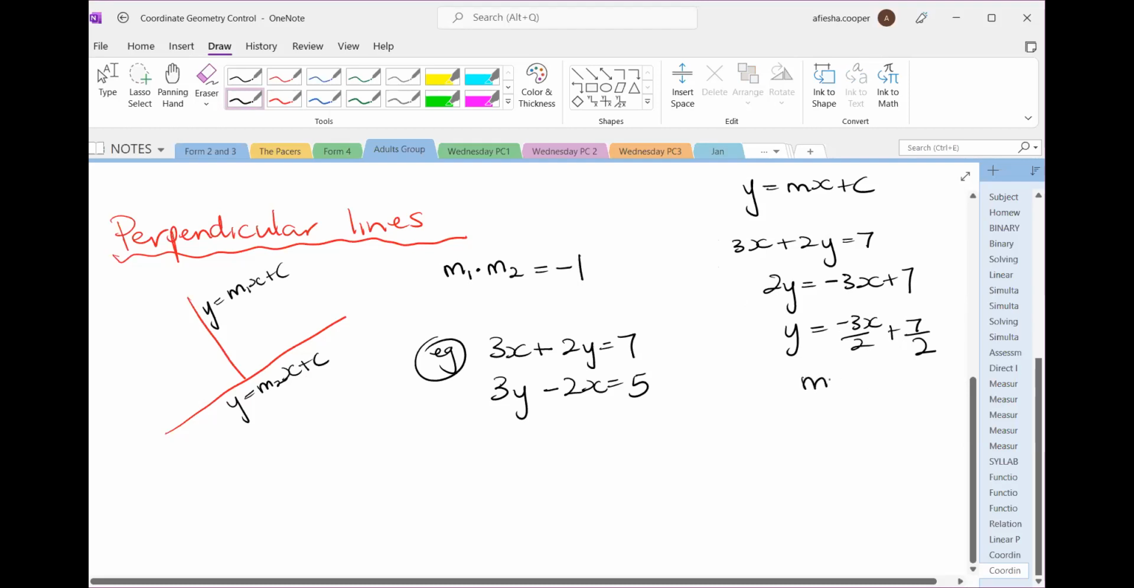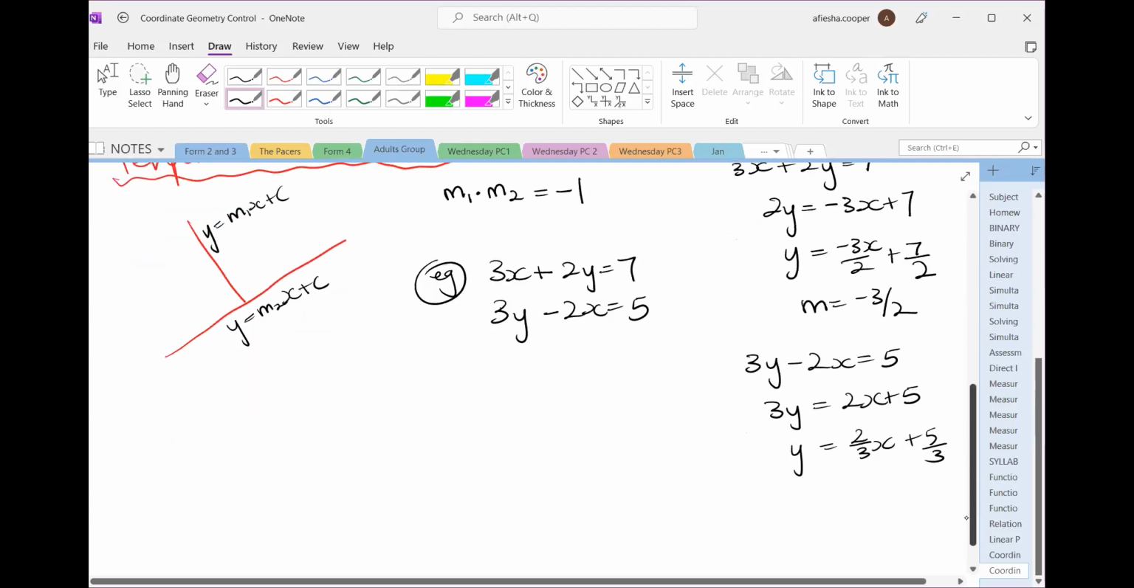So now we know our gradient is equal to -3/2 for this one. So we do the second one, 3y minus 2x equals 5. What we're going to move is the -2x. So 3y is equal to 2x plus 5. And then we divide by 3, so y equals 2/3 x plus 5/3.